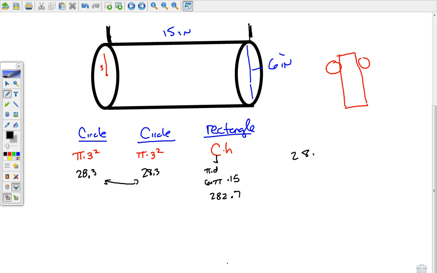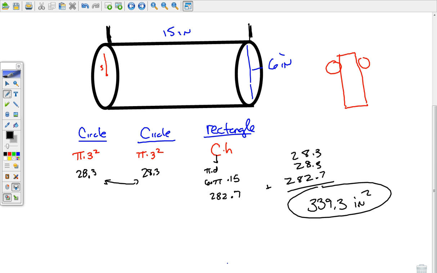So when I add my three parts together, circle, circle, and rectangle, we add those all up, I got, oh, sorry, I didn't add them up yet. Well, this gives you time to do it here. 28.3 plus 28.3 plus 282.7. I got 339.3. And that's in square inches of fabric. That's how much you would need to make that pillow.